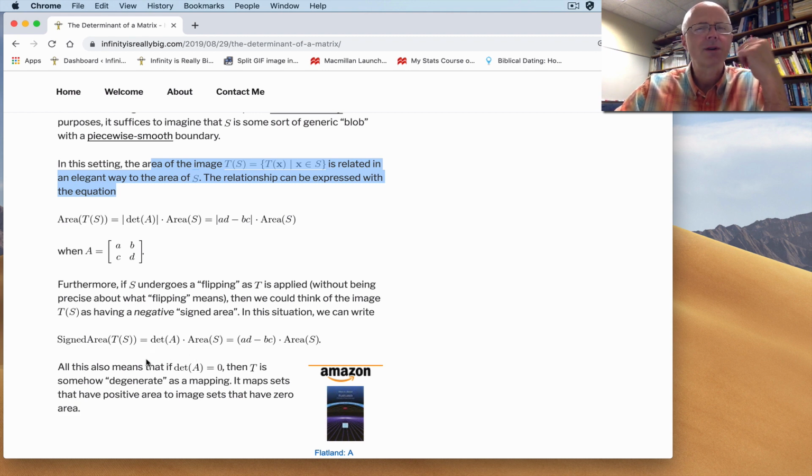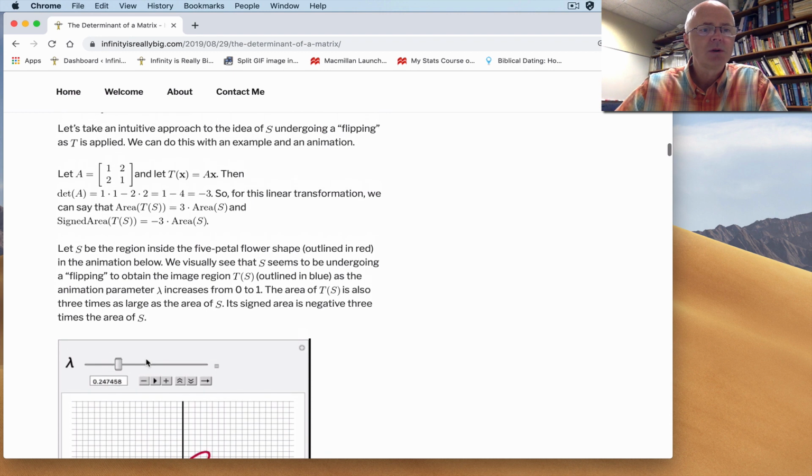Okay? Now you might wonder, is it a good idea to talk about signed areas? Well, it is something that's worthwhile sometimes talking about in math, as in calculus, for example. When you think about integrals where the graph goes below the axis, then you think in terms of signed areas that can be positive or negative.